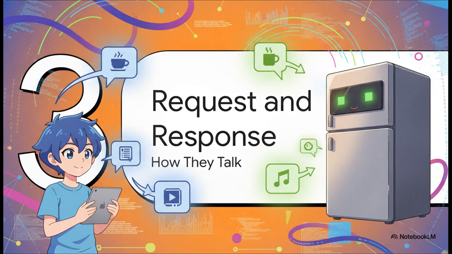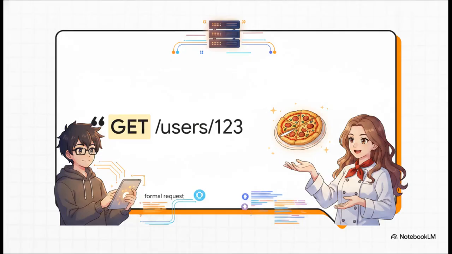Which brings us to section 3, request and response. Basically, how do they actually talk to each other? How do our digital customer and digital kitchen actually communicate? When a client wants something, it sends a formal request. Here is a literal snippet of what that code actually looks like.